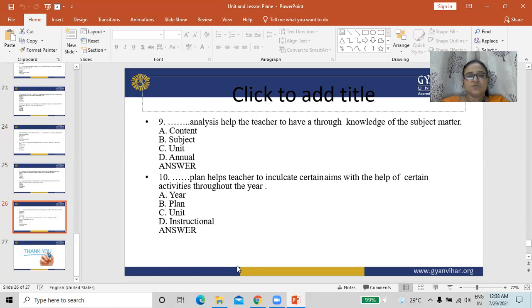Next MCQs. Plan helps the teacher to inculcate certain aims with the help of certain activities throughout the year. Option A, year plan. Option B, plan. Option C, unit plan. And option D, instruction. So choose the appropriate answer.